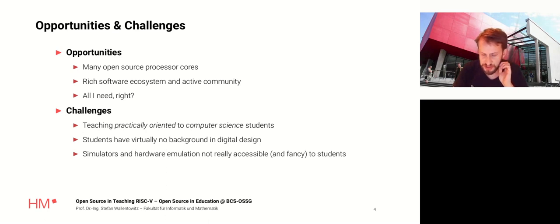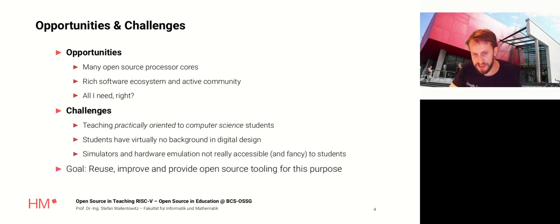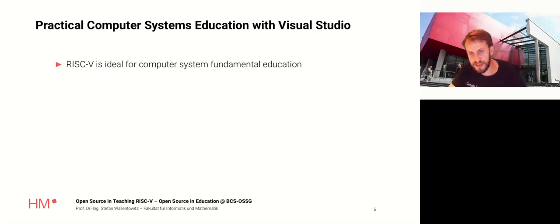And this turned out to be my main theme for the last 18 months, probably, to solve the problem that simulators, as I use them, and hardware emulation are not really accessible and fancy to my students. This is what I realized pretty early, and why I started on two projects that I just wanted to quickly talk about in my presentation now. So the goal for me is, and I'm an open source guy, to reuse, improve, and provide open source tooling for this purpose of teaching computer fundamentals and computer architecture in RISC-V. And I will just give you two examples, which are the most important things.